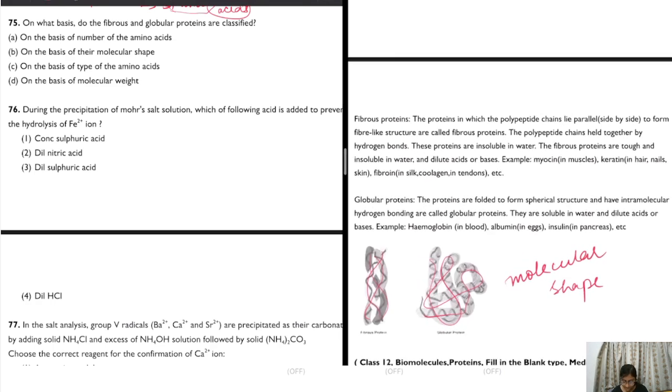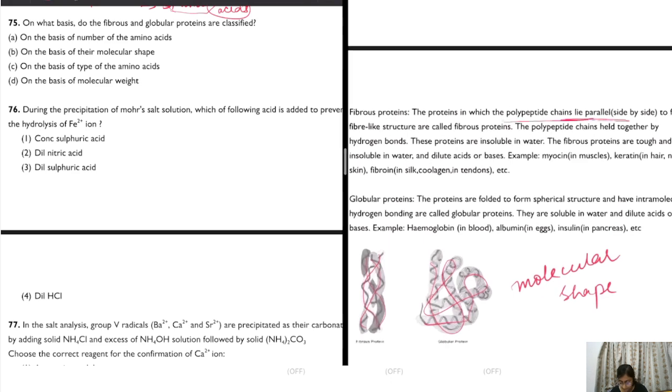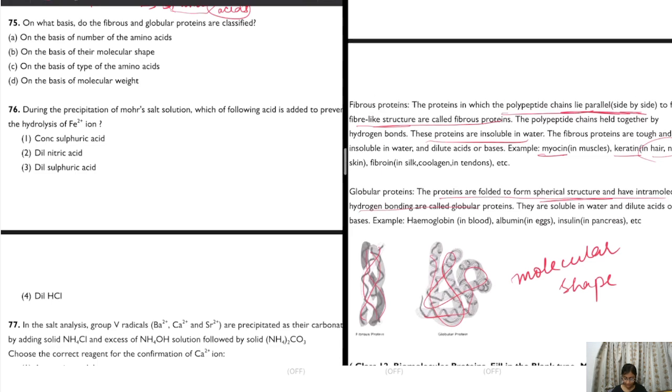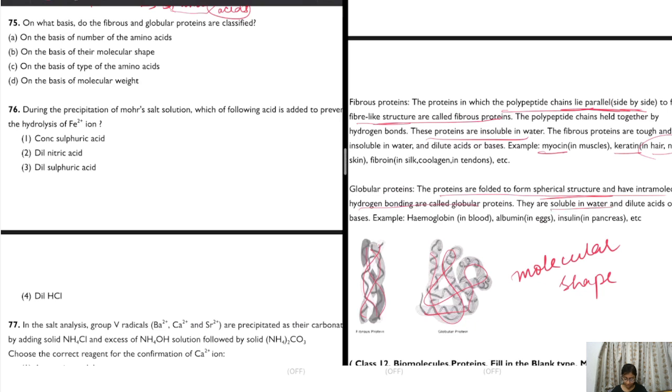The fibrous proteins are polypeptide chains that lie parallel or side by side to form fiber-like structures. These are insoluble in water. Examples are myosin and keratin, which is in our hair and nails. Globular proteins are folded to form spherical structures and have intramolecular hydrogen bonding. These are soluble in water or dilute acid and bases. Examples are hemoglobin, albumin, insulin, etc. So the answer would be B.